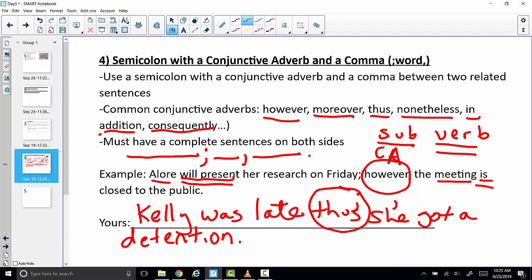So I'm going to check before it. Kelly was late. What's the verb? Was. Who was? Kelly. Now let's check the other side. She got a detention. What's the verb? Got. Who got? She got. Because I have two complete sentences that are related and there's a conjunctive adverb in between, I'm going to put the semicolon before it and the comma after.